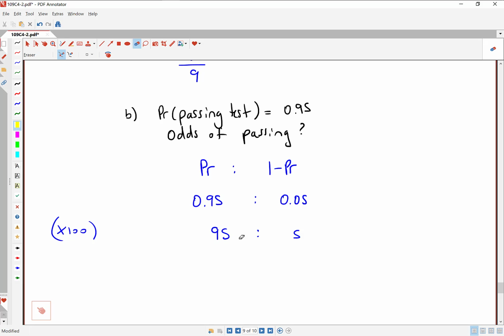So 95 to 5, okay, you could leave it like this, but because both of these numbers are divisible by 5, you may want to just divide by 5 to get the smallest possible numbers. So if you did that, 19 to 1. So saying probability of passing the test is 95% is the exact same thing as saying the odds of passing 19 to 1. Let's try one more example like this, moving from probability to odds.